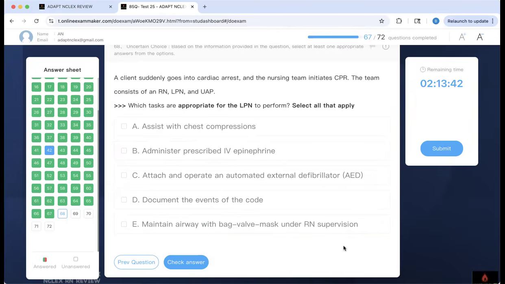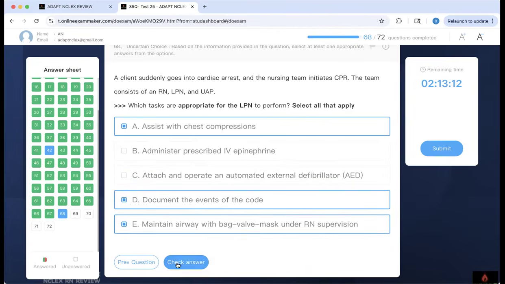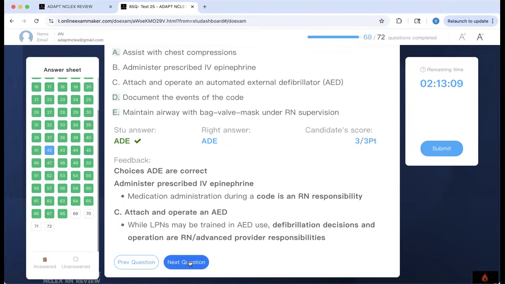Which one is okay for the LPN? You know what to do. Pay attention to the keyword. They can assist with chest compression. IV epinephrine in the code status, the nurse does that. Attach and operate AED is done by the nurse or the one running the code. But they can document the code and they can maintain airway by the bag mask, so that's acceptable.